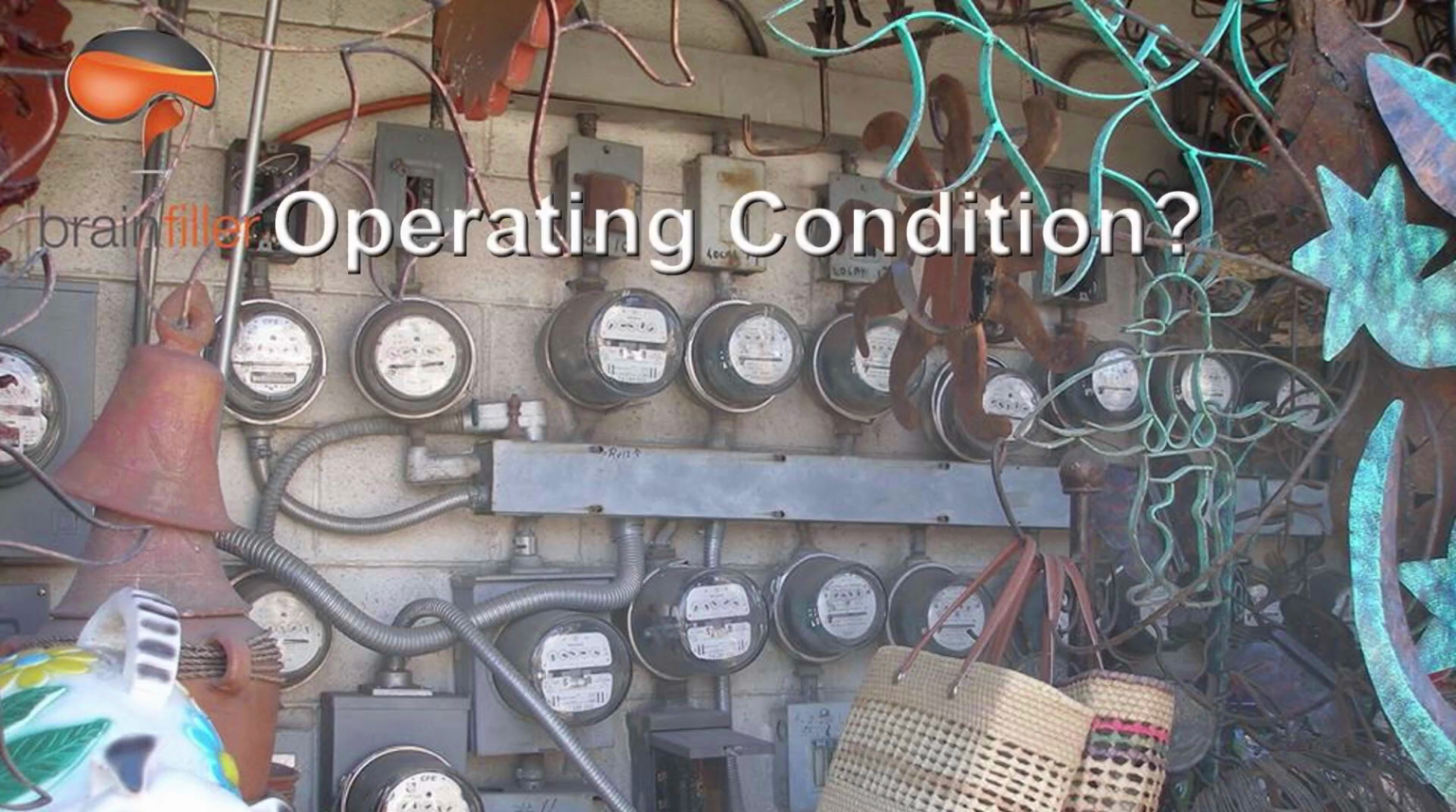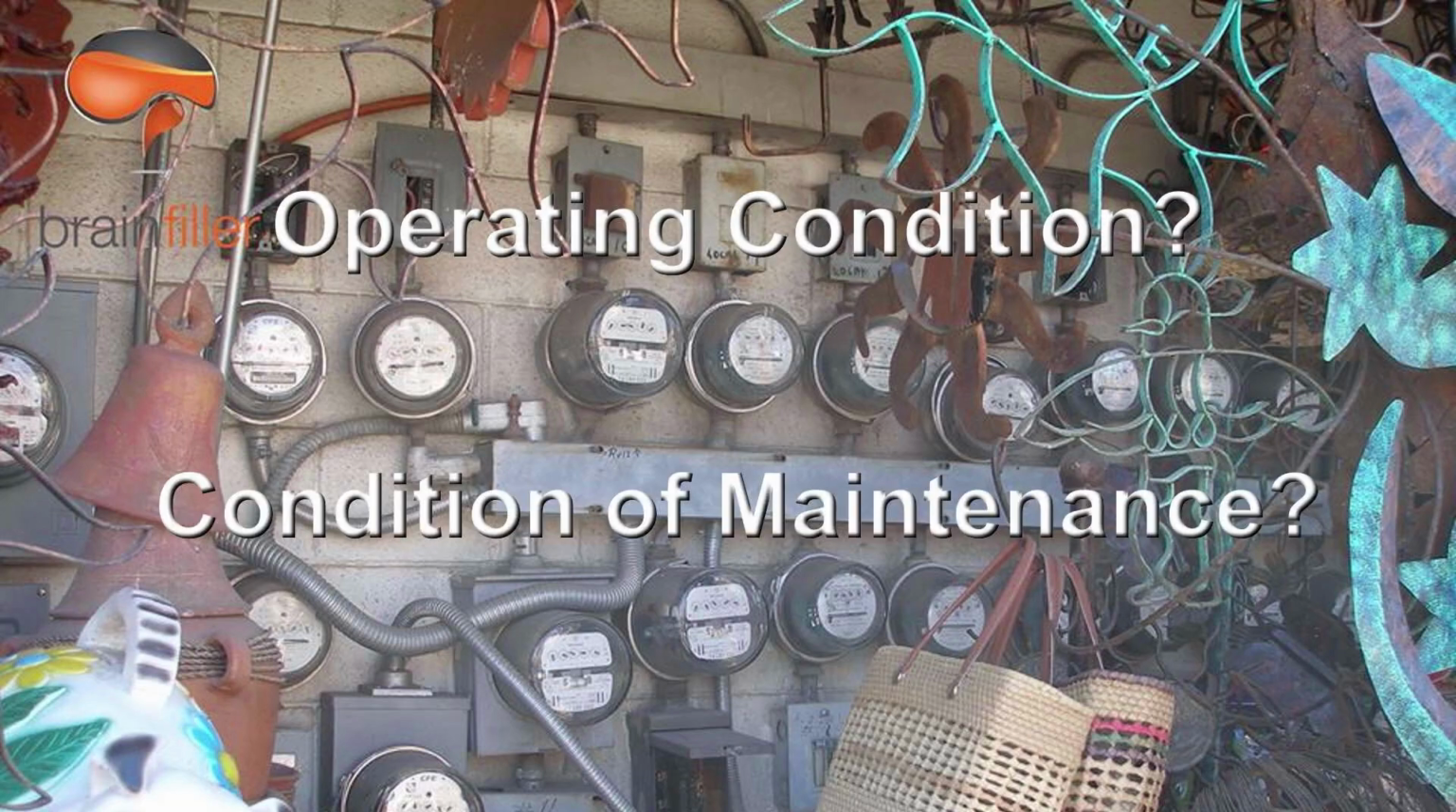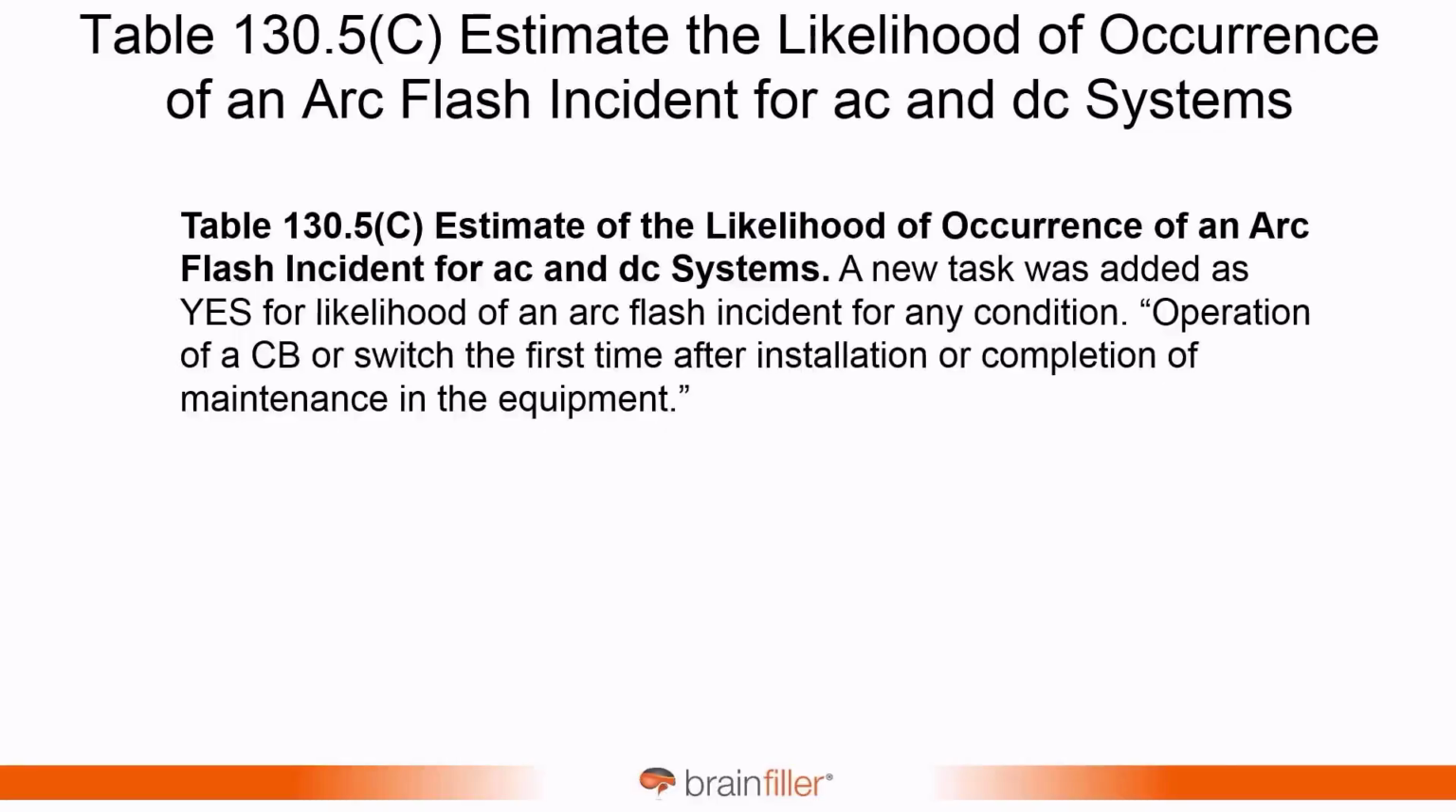Yeah, there's a good one. The operating condition, condition of maintenance, well, that's kind of questionable too. And so, yeah, this one, I actually took this photograph several years ago. Living in the Phoenix area, I took this in the border town of Nogales, Mexico. And it was in an open market, and I saw that and thought, oh, I'll be able to use this somewhere along the way. Estimate the likelihood of occurrence of an arc flash incident for AC and DC systems.